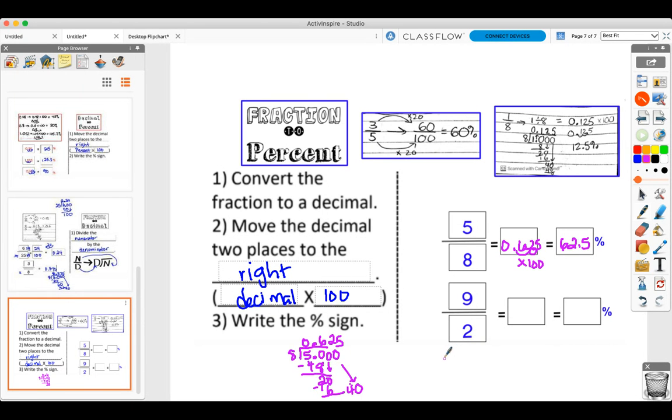Let's do another example. 9 goes underneath the division bar. 2 goes on the outside. 2 goes into 9 4 times. 4 times 2 is 8. Decimal here, decimal there. Add a 0, bring that down. 2 goes into 10 5 times. 2 times 5 is 10. So this is going to be 4.5. And now to change that to a percent, move 2 places to the right. Add a 0 here. So this is going to be 450%.